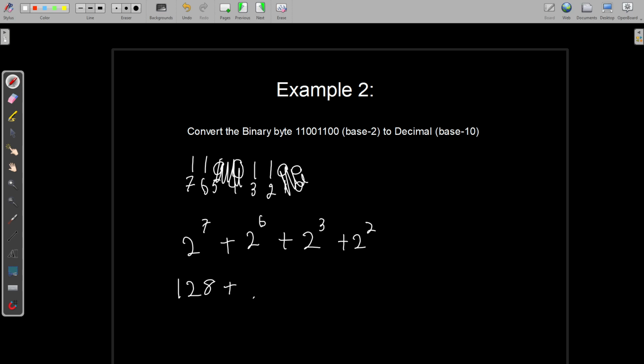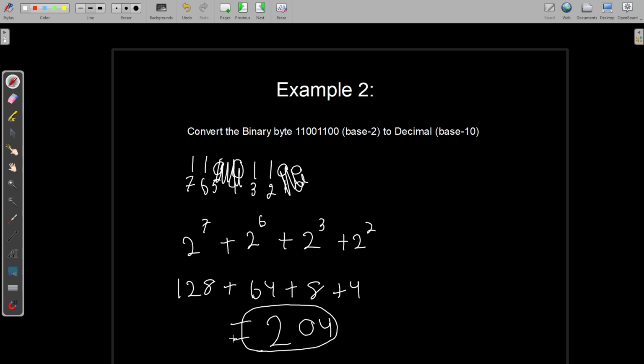Yep. So 64 plus 2 to the power of 3. That's going to be 8. And then 2 to the power of 2 is going to be 4. Now, once you sum all of these together, our answer is going to be equal to 204. And that is our final answer for this problem.